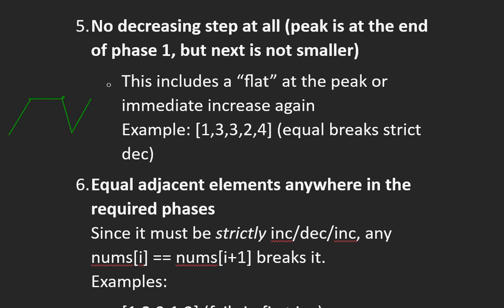Some other cases are also there. In that case, there is no decreasing step at all. So see this example, 1 to 3, increased, then 3 to 3, instead of decreasing it is constant, right? And then 3 to 2 it's decreasing, and 2 to 4 increasing.